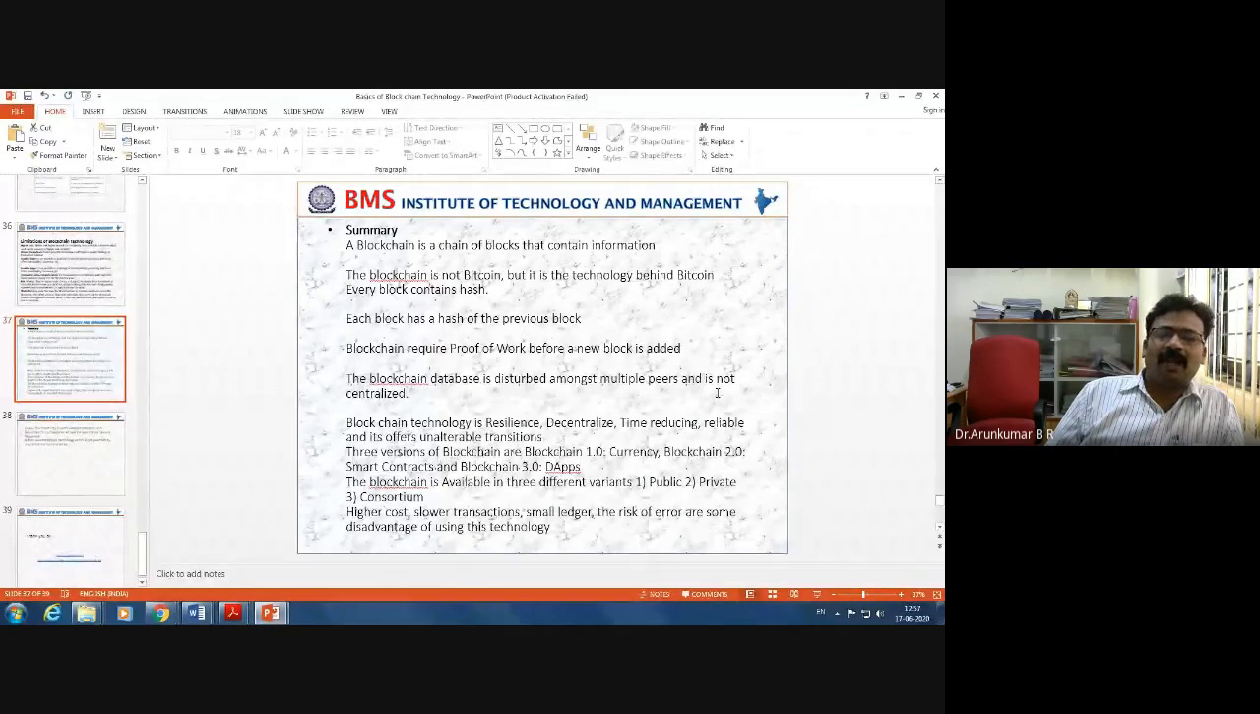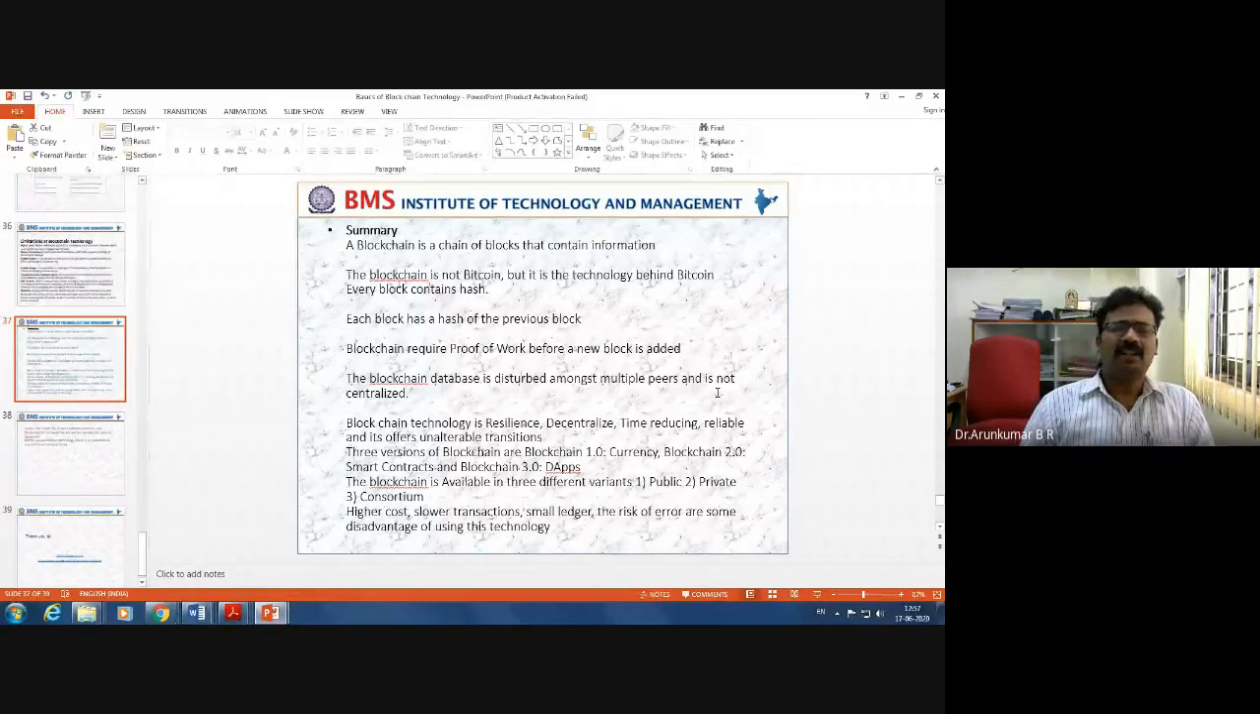Actually, blockchain technology is resilient, decentralized, time reducing, reliable, and it offers unalterable transactions. There are three versions of the blockchain. Blockchain 1.0, the currency, blockchain 2.0 for smart contracts, and blockchain 3.0 for DApps, development of apps.